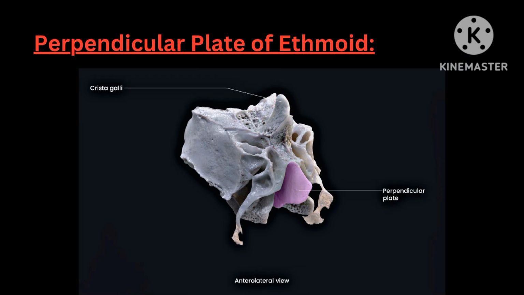Perpendicular plate. Extends inferiorly from the cribriform plate. It forms the superior portion of the nasal septum, separating the left and right nasal cavities. Articulates inferiorly with the vomer and the nasal cartilage to complete the nasal septum.